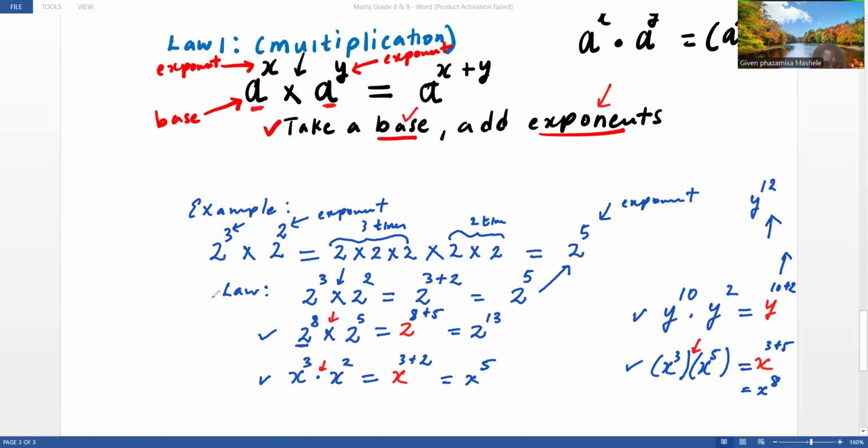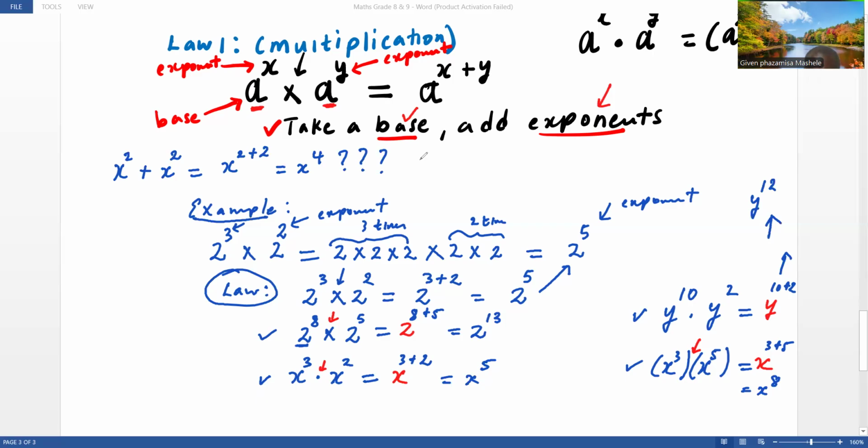Remember, we use this law number 1 only when there is multiplication. Only when there is multiplication. But if, let's say, we have x squared plus x squared, can you say this is the same as x to the power of 2 plus 2, which equals x to the power of 4? It's just my question.